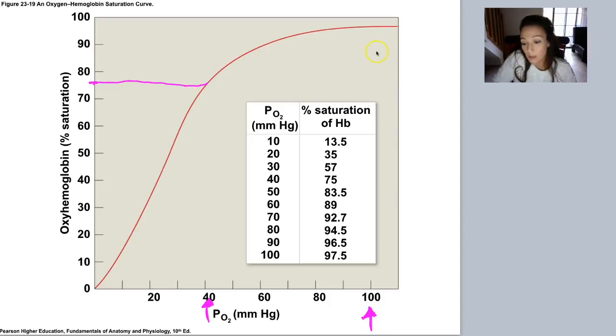millimeters of mercury, if we trace up and across, we can see that we have almost 100% saturation of hemoglobin with oxygen. This means 4 out of 4 globin subunits in hemoglobin would have an oxygen molecule bound. So you can kind of see the values here. When the partial pressure is 100, this is our percent saturation. When the partial pressure is 40, here's our percent saturation. And some other values in here too. So same graph, just slightly different.